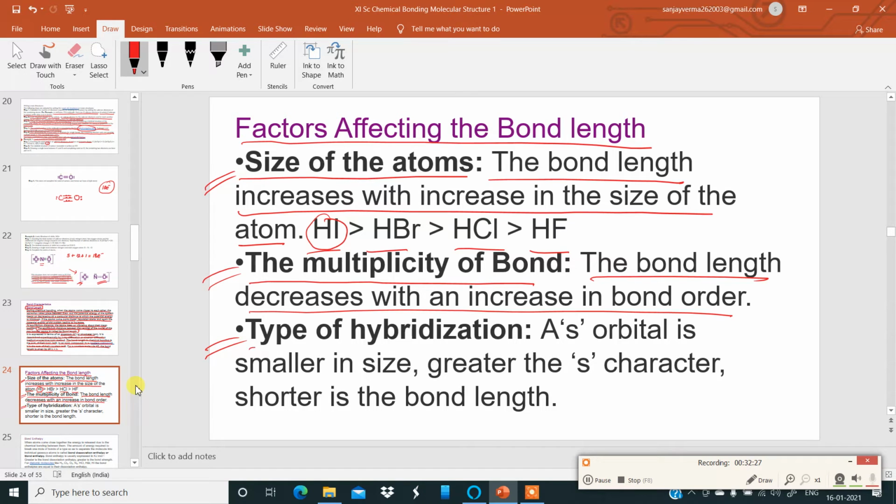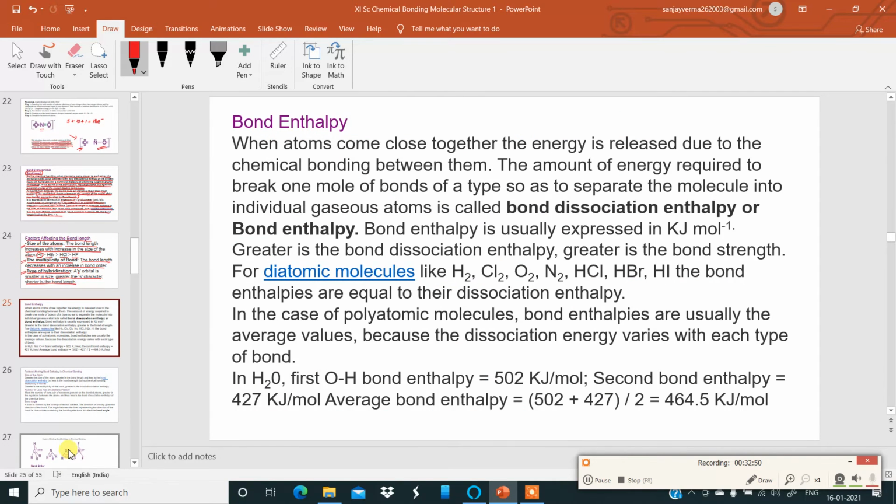Then we have the type of hybridization. An s orbital is smaller in size. Greater the s character, shorter is the bond length. So if the s character is more, then the bond length will be shorter. Now coming to the next bond characteristic, which is called bond enthalpy.